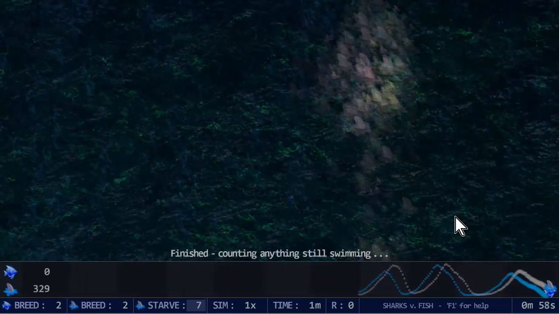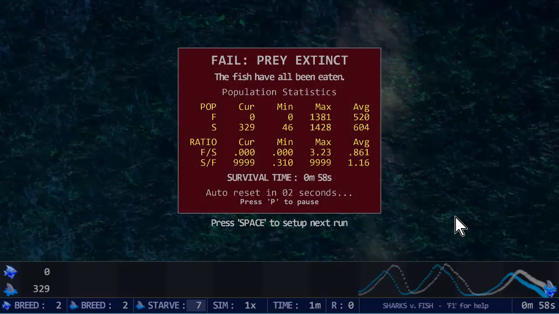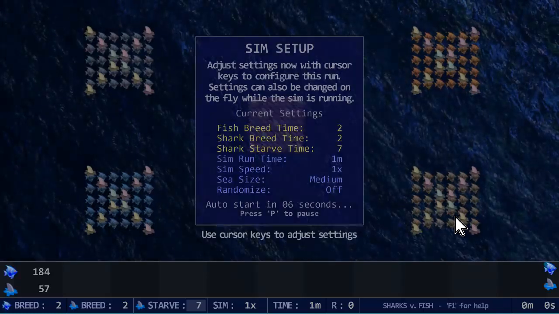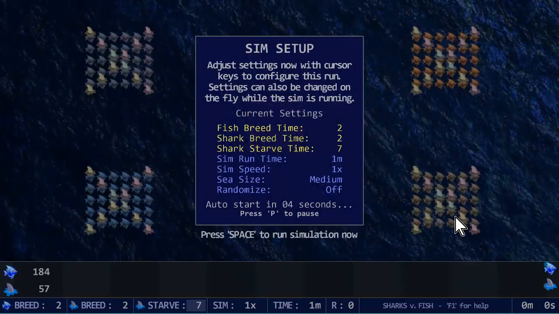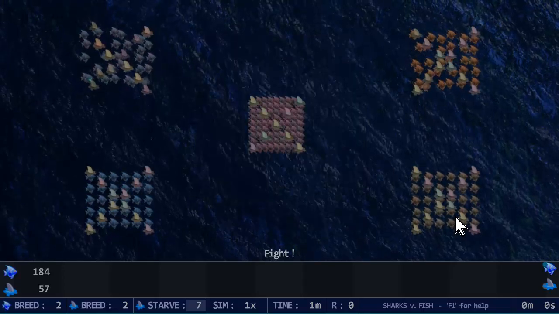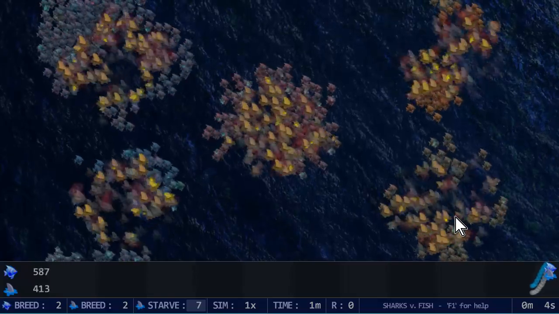The sharks eat the fish. The fish make more fish. And we study their populations on the bottom of the screen via some graphs. Now, there's a lot of science behind this, and if you read my documentation or the original article, you'll learn a lot about the science behind it.